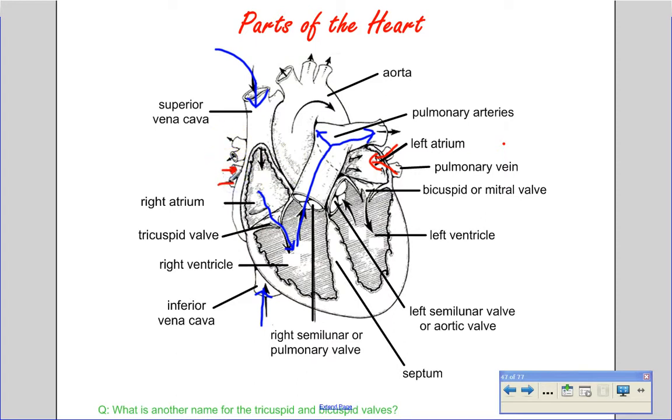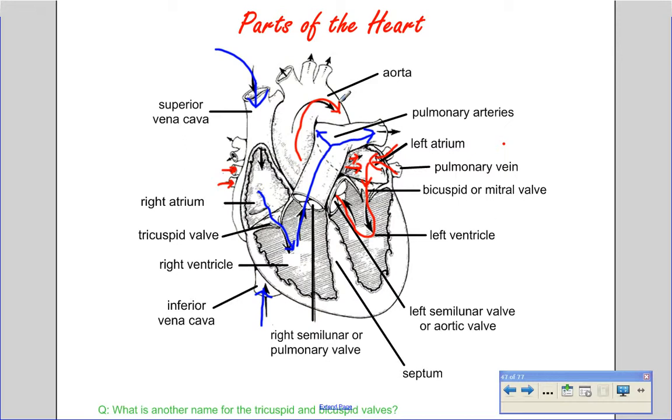These are running behind the other vessels, so you just can't see that they're coming into here. Pulmonary veins carry oxygenated blood to the left atrium. This is the left atrium we're in right now. Then the blood will pass down into the left ventricle. And then it passes out from the left ventricle, out the big vessel called the aorta, to all the body tissues.